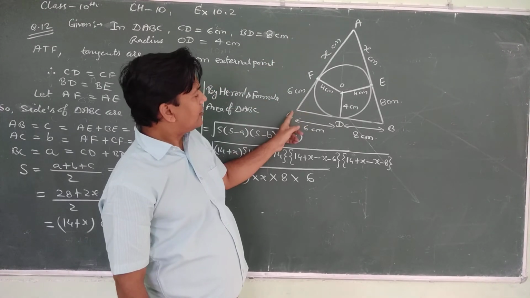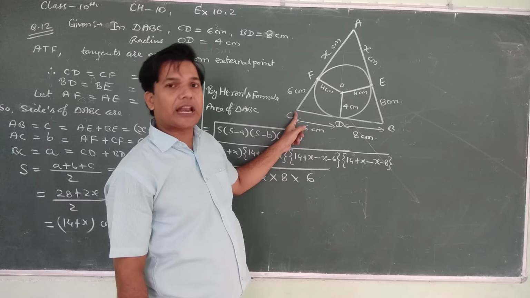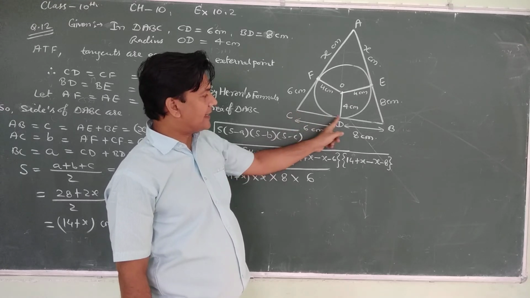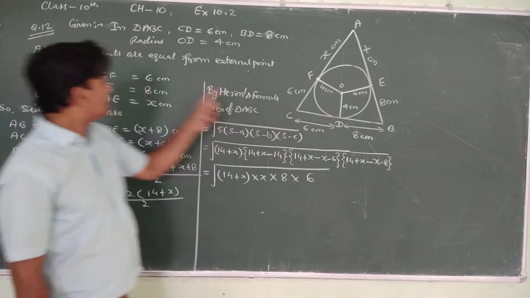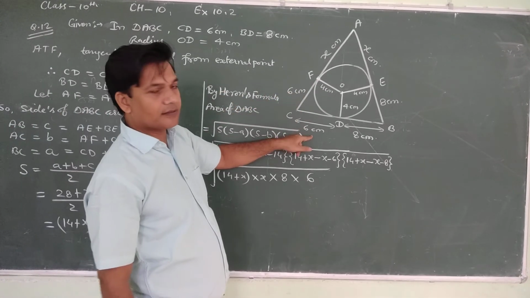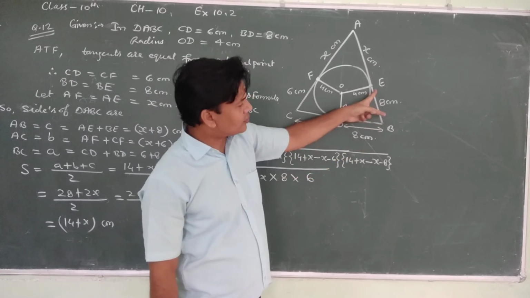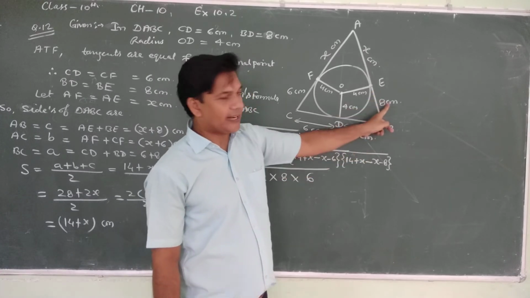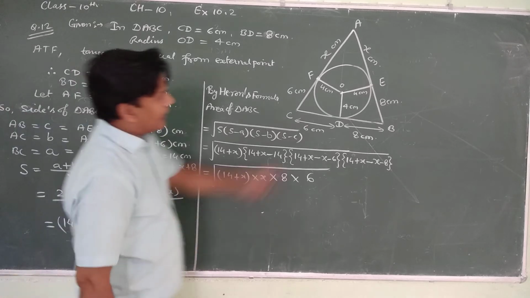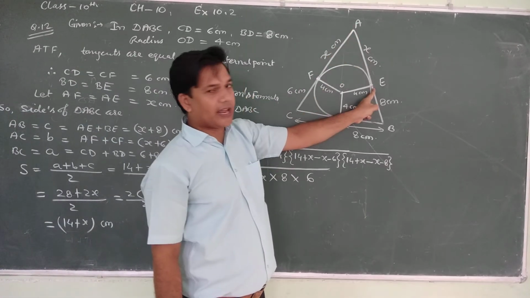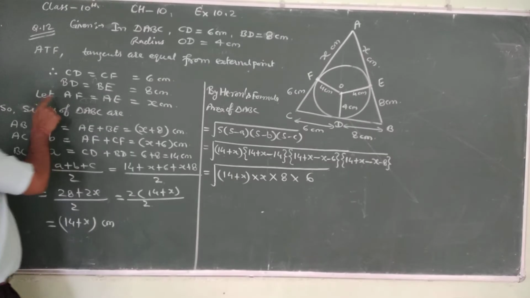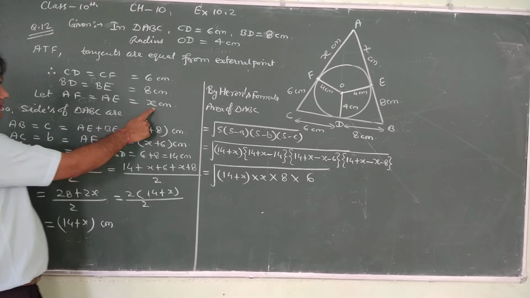We know that from an external point, the lengths of two tangents are always equal. That's why CD equals CF, and CD and CF are 6. And BD equals BE, both are 8. So we write BD equals BE equals 8. And AF equals AE, both are x.